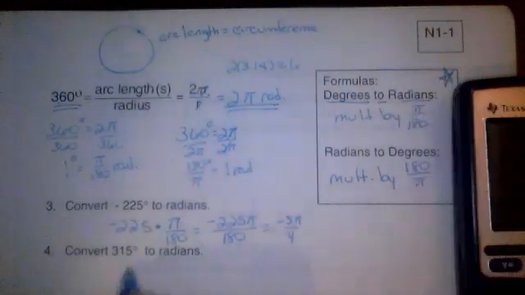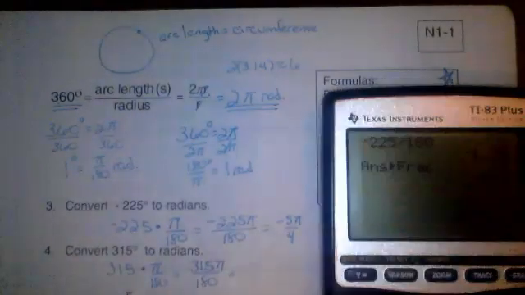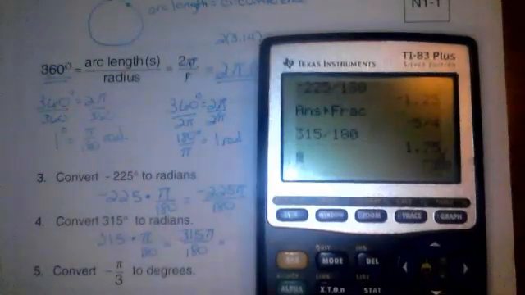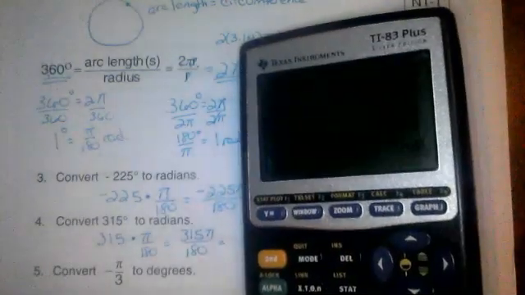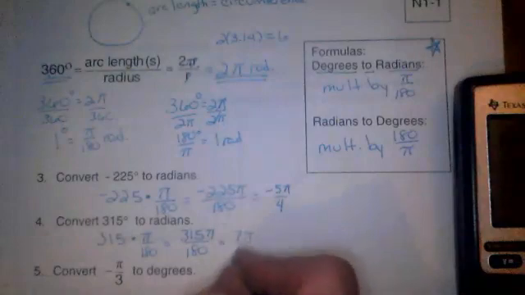If we want to convert 315, we do 315 degrees times pi over 180. We get 315 pi over 180. And again, you could reduce it yourself, or on here you could do 315 divided by 180, and then hit math frac, and it changes it to 7 fourths. 7 pi fourths.